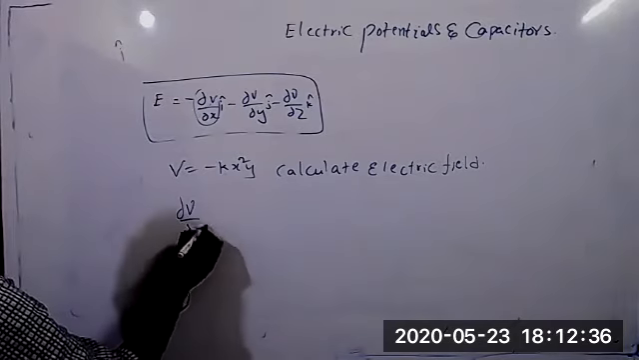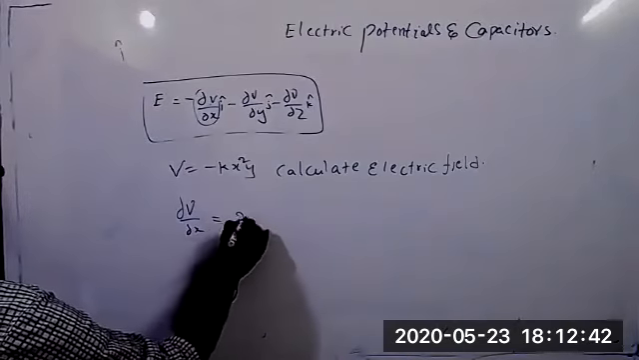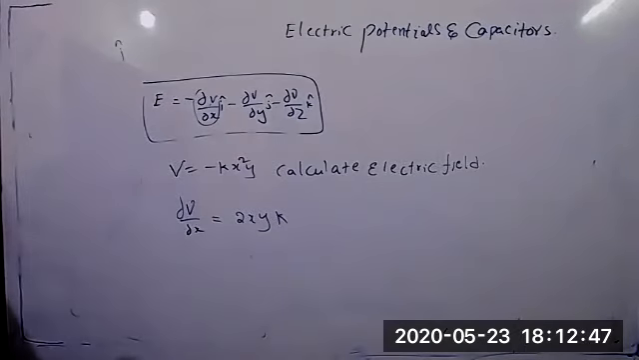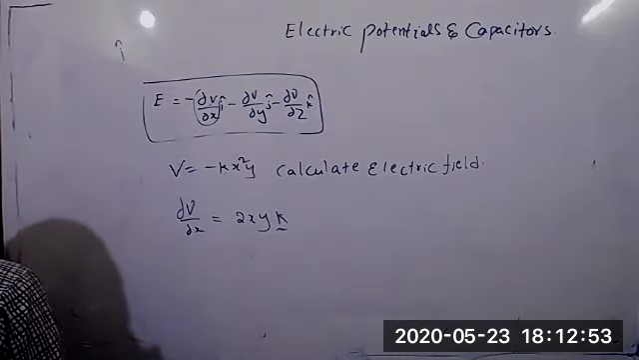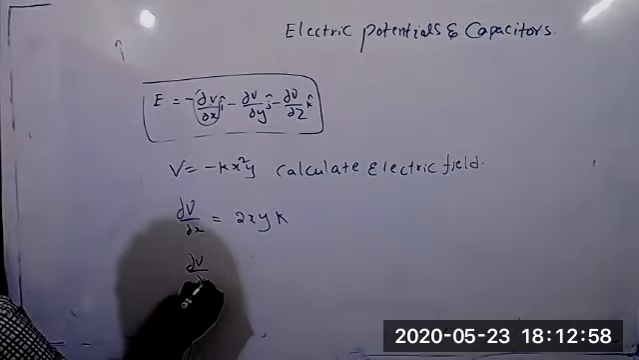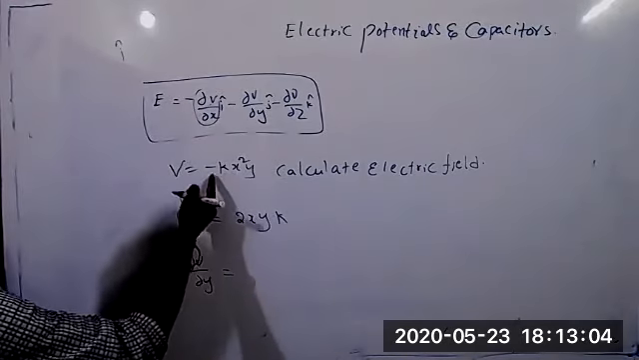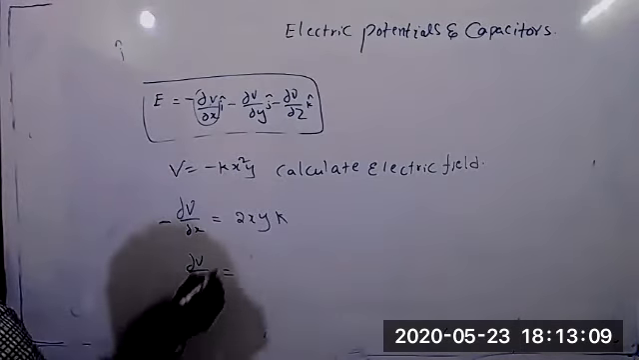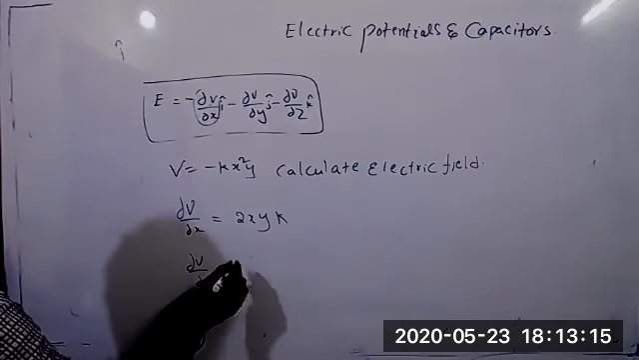Dou V by dou x: 2xy, with k. So ky i cap. For j cap, don't make it 0, it is some constant. What about the minus sign? It is minus dou V by dou x, right? Already minus is given, so I didn't write anything. This is right. Already minus, minus, minus, so I didn't write it.